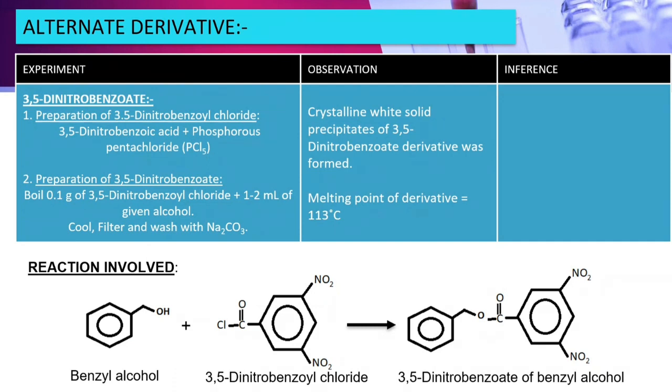Now we look at the chemistry of the reaction involved. Here it is the reaction between an aromatic alcohol and 3,5-dinitrobenzoyl chloride. There is an addition of the oxygen of the alcohol to the carbonyl carbon of the 3,5-dinitrobenzoyl chloride, followed by an elimination step. Then we get the product, the 3,5-dinitrobenzoate of benzyl alcohol.